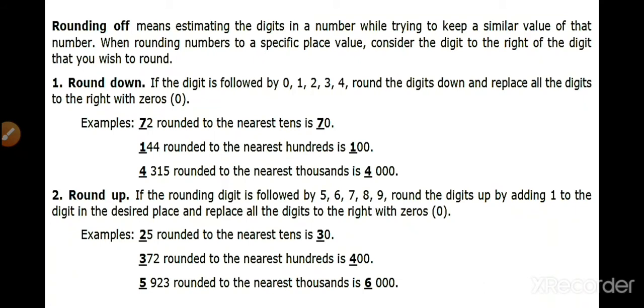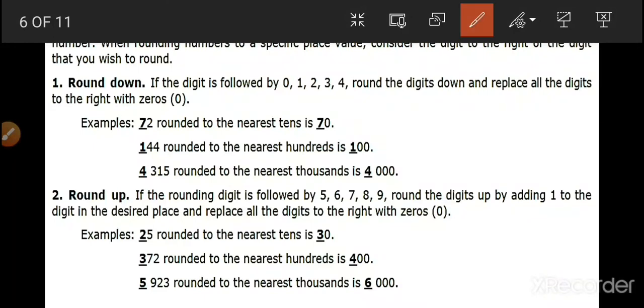round. Rounding down, if the digit is followed by 0, 1, 2, 3, 4, round the digits down and replace all the digits to the right with zeros. Okay, let us take an exercise of this rounding down. Example, 72. Okay, we write 72 here, just like that. Okay, rounded to the nearest tens.